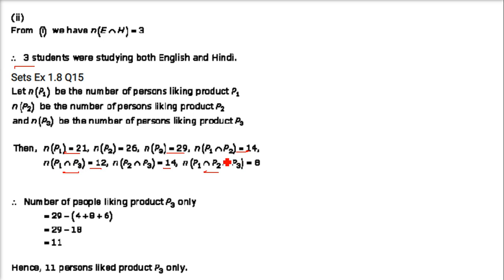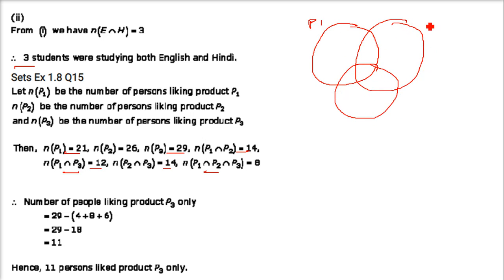How many liked product P3 only? So how many liked product P3 only? Let us try to understand here. This is P1, this is P2, this is P3. Okay, so let me label the regions like this: A, B, C, D, E, F, G, right? So what do we get here?